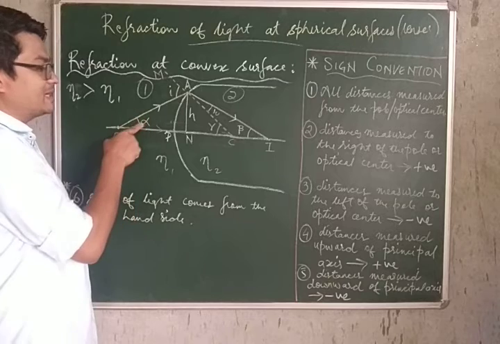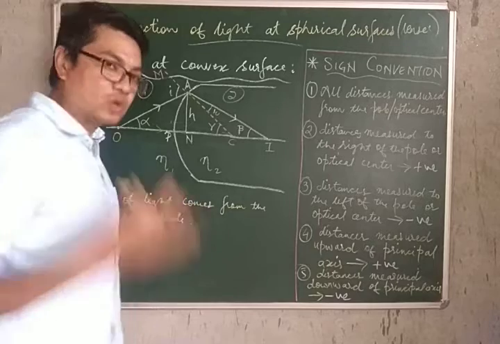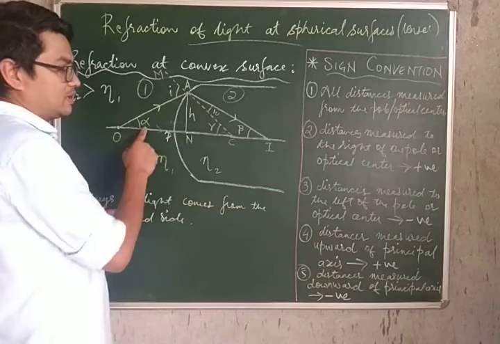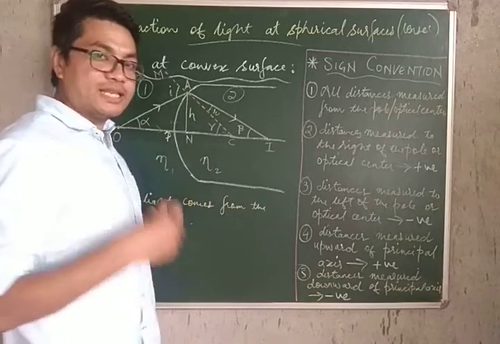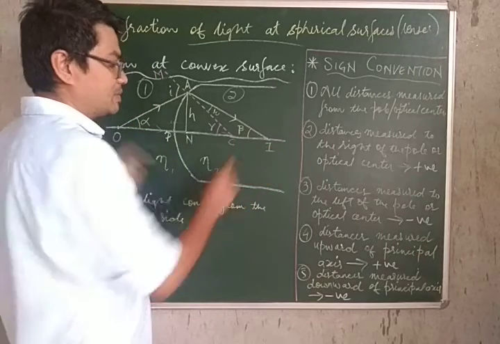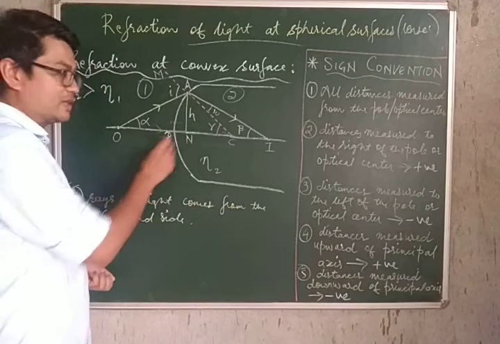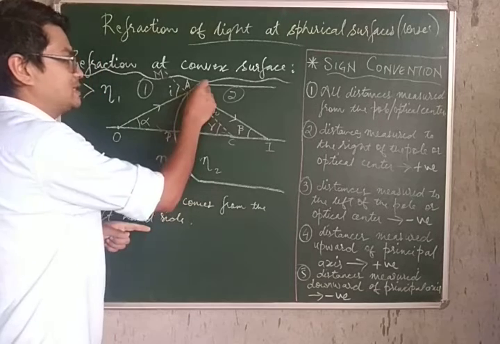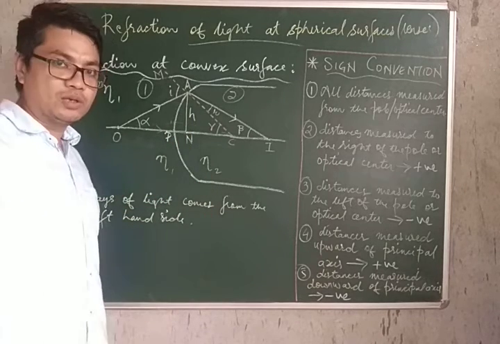Now the angle made by the incident ray with respect to the horizontal, or let me call it the principal axis, is alpha. The angle which the refracted ray makes with the principal axis is beta, and the angle which the normal makes with the principal axis is gamma. And P, of course, here is the pole of this spherical surface, the geometric center of this spherical surface.